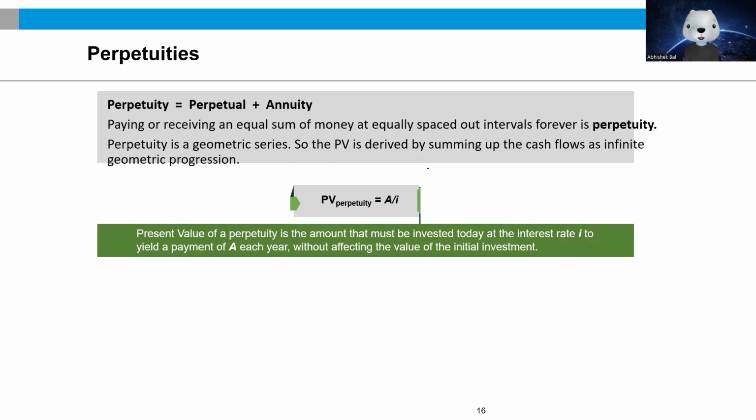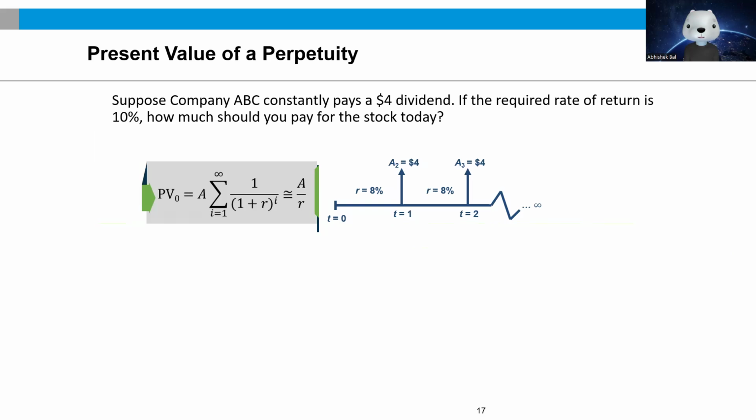All right. So now we are talking about perpetuity. Paying or receiving an equal sum of money at equally spaced out intervals forever is perpetuity. Perpetuity is a geometric series. So the present value is derived by summing up the cash flows as an infinite geometric progression. For example, let's just take this example. A company is paying a constant dividend of 4. The required return is 10%. How much should you pay for the stock?